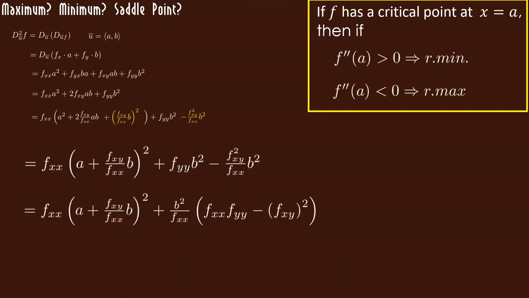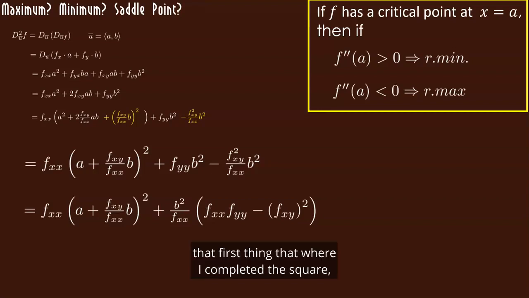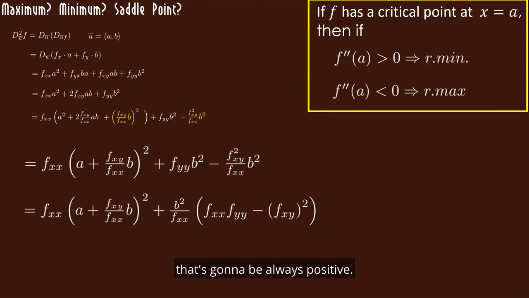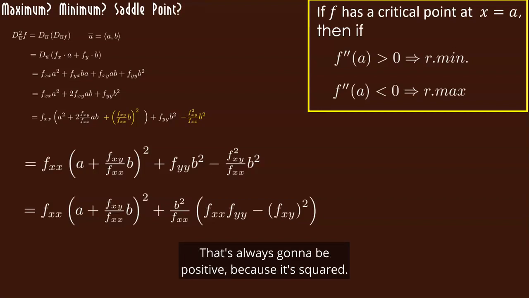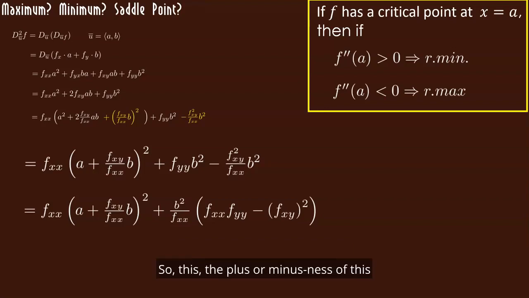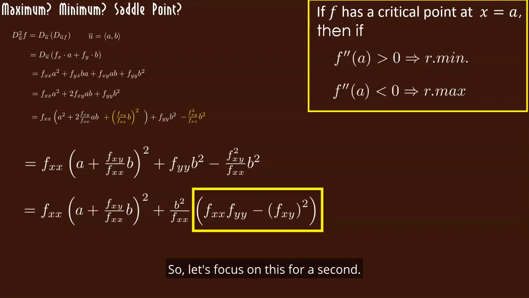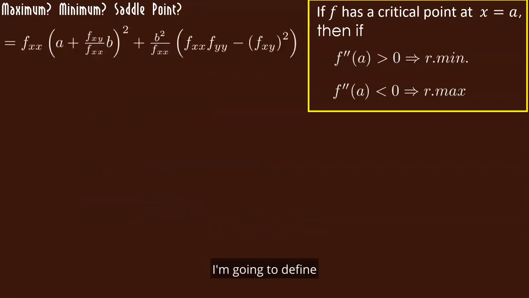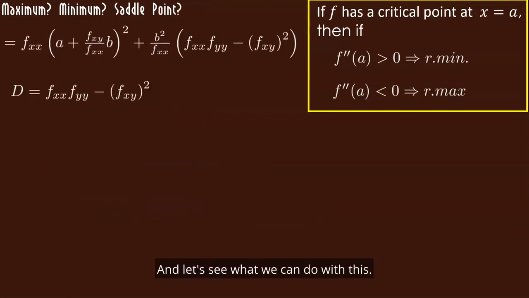Just follow. Looking at this, I see the a plus f sub x, that first thing where I completed the square, that's going to be always positive. That's always going to be positive because it's squared. And in the second expression, b squared is always positive, and I divide it by f sub xx. So the plus or minusness of this kind of depends on the f sub xx and this expression here. So let's focus on this for a second. I'm going to define D to be that expression, and let's see what we can do with this.